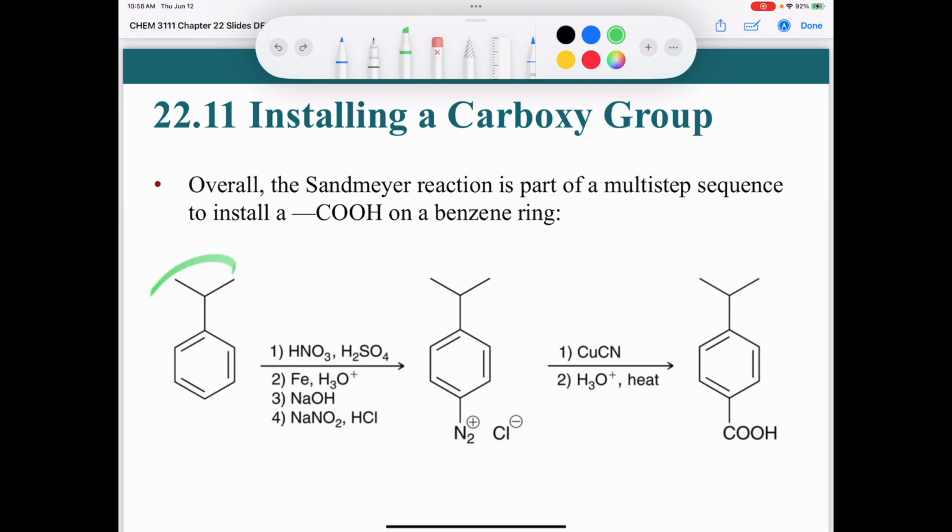So let's say we're starting out with this compound here. This is isopropylbenzene. It's also known as cumene. So if we take cumene, we nitrate it in the first step, then we reduce it in these two steps of reduction followed by neutralization. Then we do the diazotization. We end up with our aryl diazonium salt. We do our Sandmeyer reaction with our copper(I) cyanide, and then we can hydrolyze the nitrile to the carboxylic acid using aqueous acid and heat.